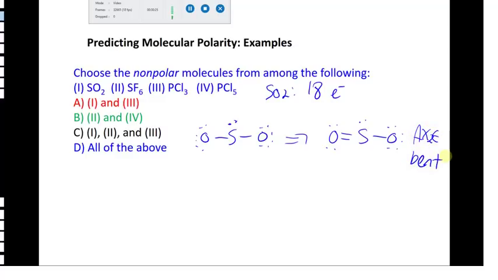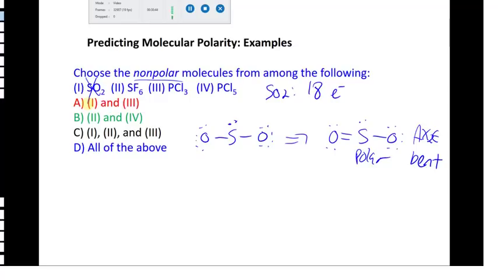And any bent molecule, it doesn't matter what atoms are involved, is going to be polar, because in a bent geometry, you're never going to have dipole moments canceling each other out. So this would be bent, so this one would be polar. So if we're looking for the nonpolar molecules, we can cross that one out.